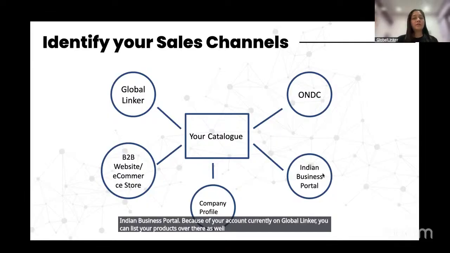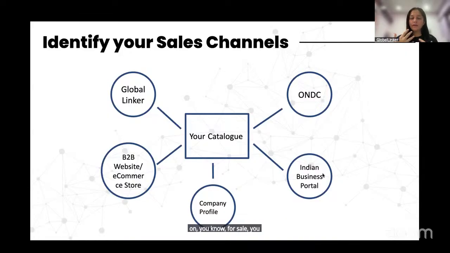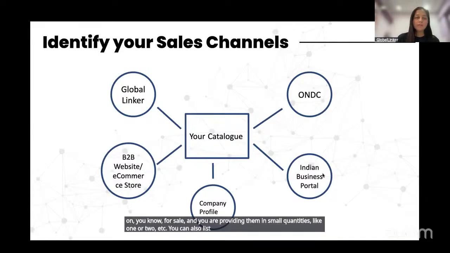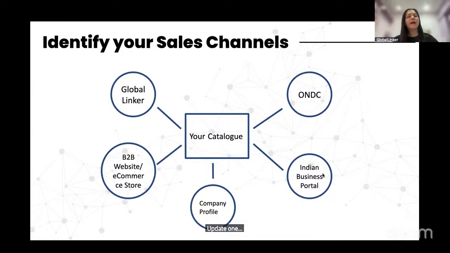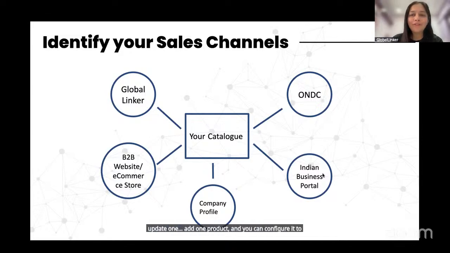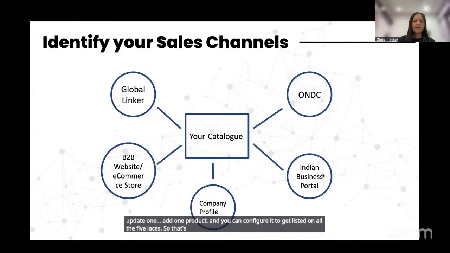And the last one is ONDC. If you are a retailer, you can offer the products for sale in small quantities, like one or two, and you can also list your products on ONDC. We are ONDC enabled as well. Now you can imagine, by just creating one account on Global Linker, you can get your products listed on all of these channels, and you just have one account to log into, add one product, and you can configure it to get listed on all five places. So we are trying to give you one place where you're increasing your visibility five times.